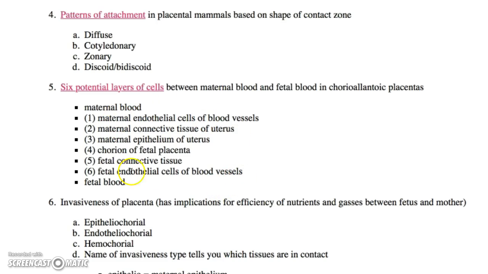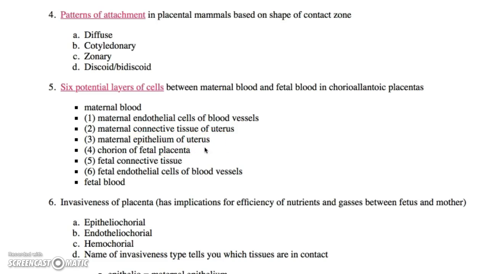So in the kind of most extreme condition, the typical layers of tissue, if we start with maternal blood circulating through the mother's body, then the blood travels through blood vessels that have an endothelial layer of cells that create those vessels. Then outside of the blood vessels, there's connective tissue in the uterus that the blood vessels are running through. And then finally, at the very edge of the inside of the uterus, there's a layer of epithelial cells.